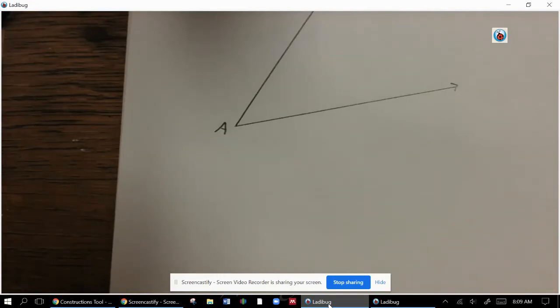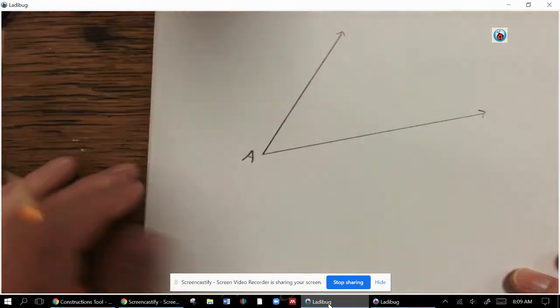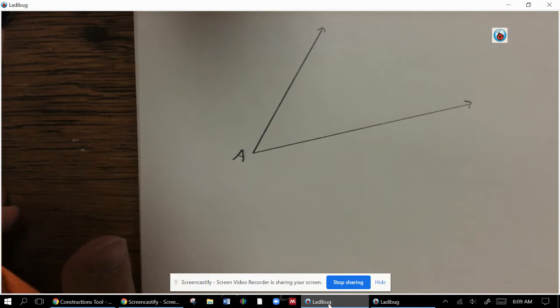Okay, this video is going to talk about how to bisect an angle, or cut an angle exactly in half. And really this is based on the last construction you did, which was bisecting a segment. And you'll see how one of these constructions can make another one, and build off of each other.